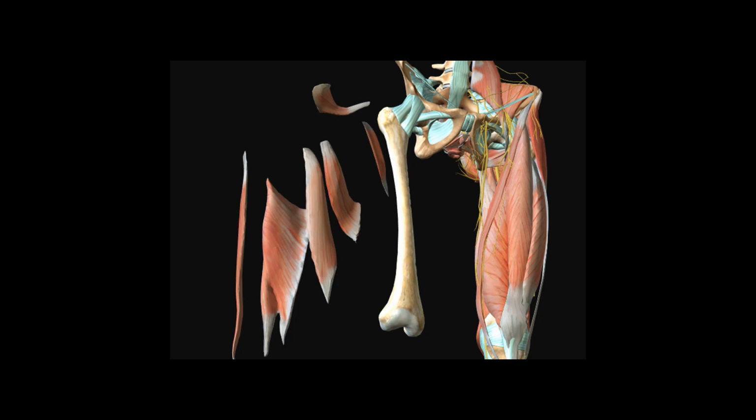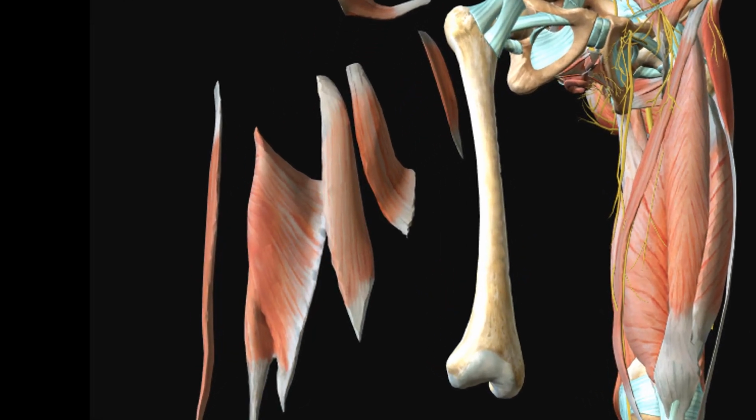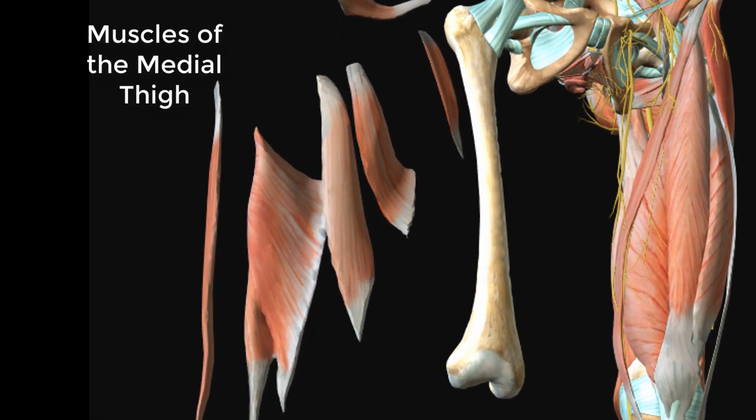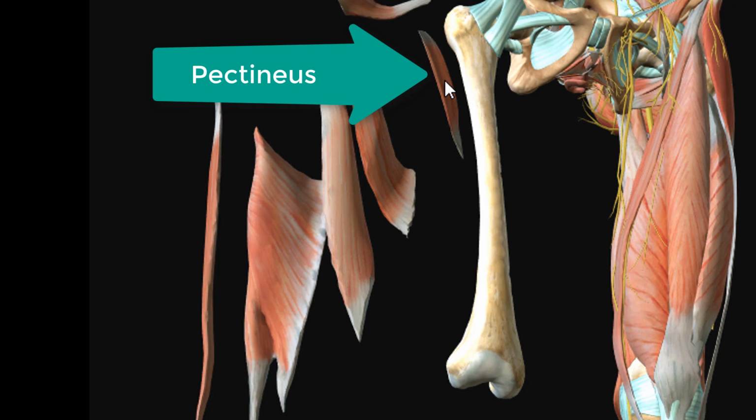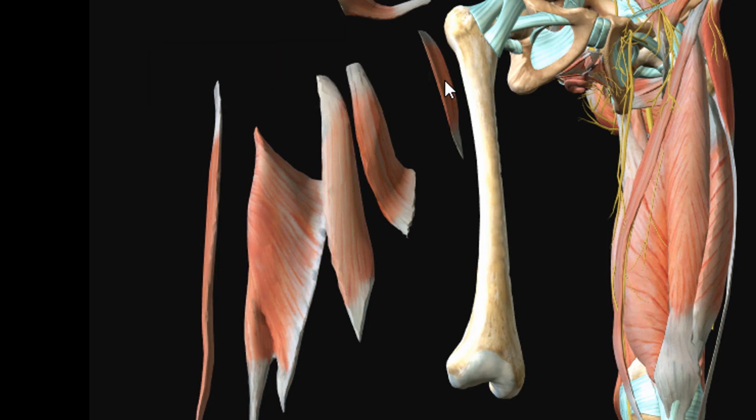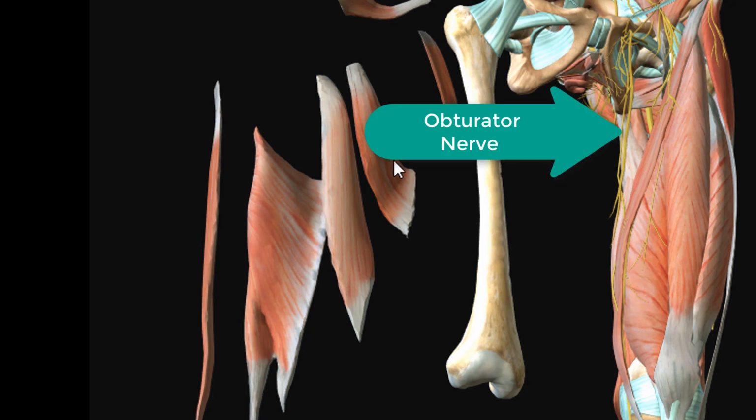So what we're going to look at now are the muscles that form the medial thigh. So these are the adductors of the thigh. Now I've included one in here, the pectineus, and the pectineus could technically be included in the anterior thigh as well, and it's the only one of this group that's supplied by a different nerve to the others. So it's supplied by the femoral nerve, whereas all of the adductors of the thigh are supplied by obturator nerve.